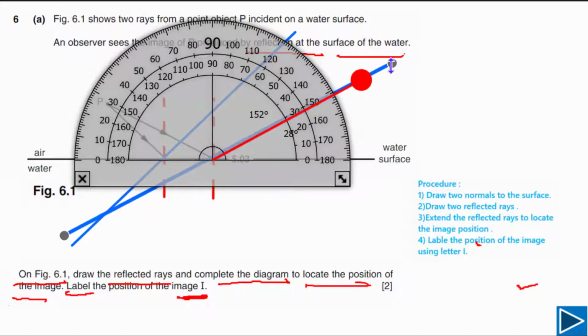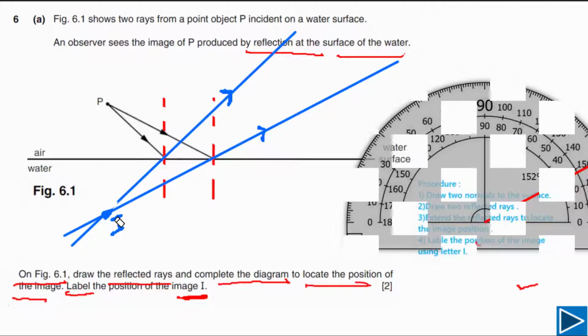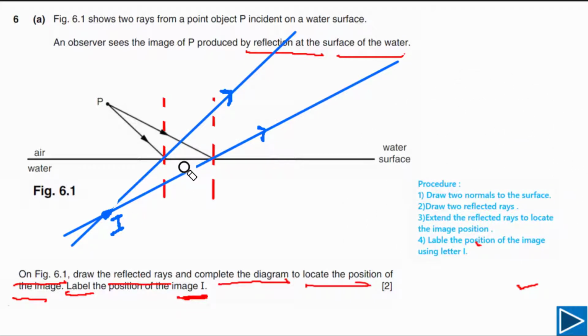Let me adjust this a little bit. This is the second reflected ray. We can remove this and draw small arrows. Arrows are important: you have to draw them to show the direction of the reflected ray. The image is located here, so we can use letter I to label this. The extended line should be a dotted line, so we make our extended line a dotted line. The best way to draw is with a dotted line. This is how we can draw, and that's all you need to do for this question.